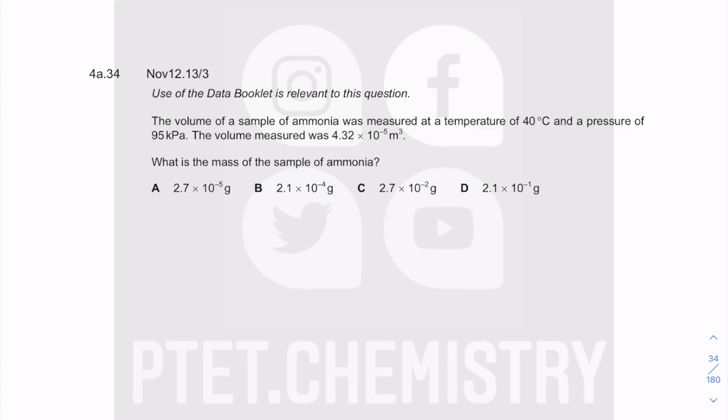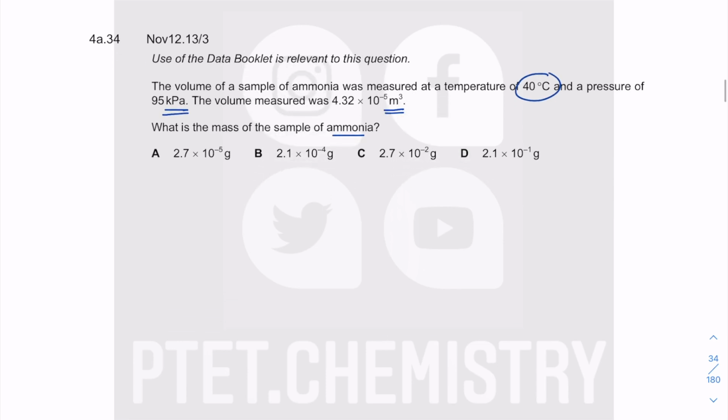Question 34, we are back to more ideal gas kind of question. It is ammonia again, just like the previous question. The temperature is different, but you have to convert it to Kelvin. The pressure is in kilopascal, you have to convert it to Pascal. The volume is in meter cube, which is not a problem anymore.